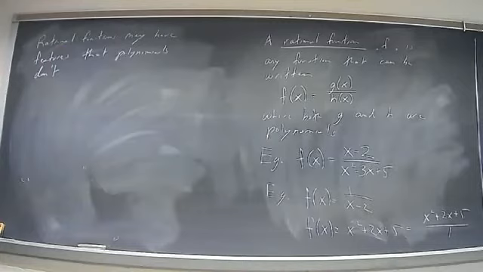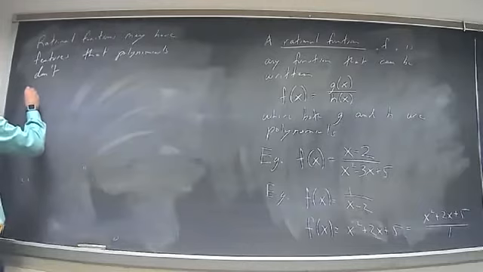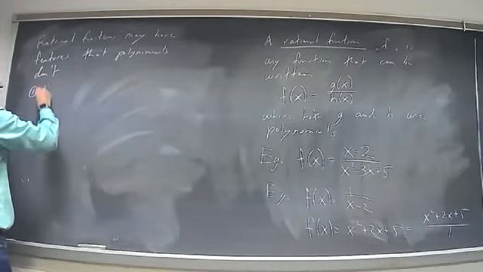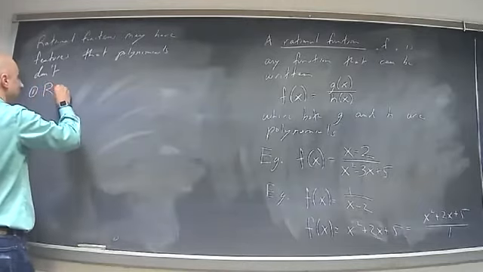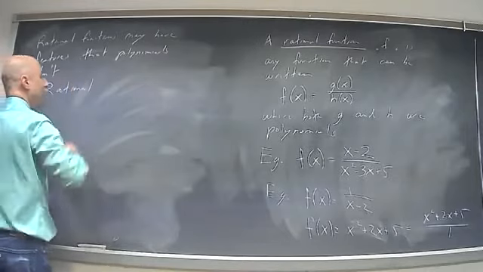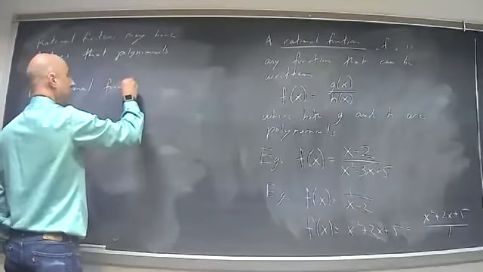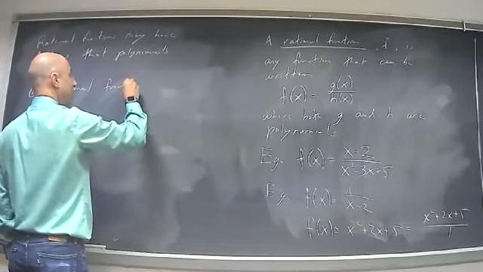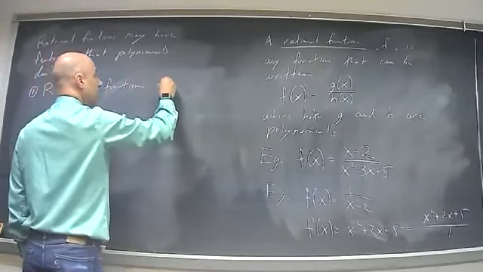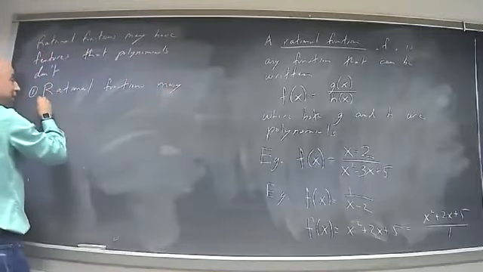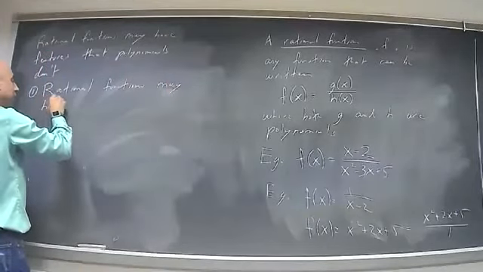Rational functions may have features that polynomials don't. For example, rational functions may have asymptotes. We'll talk more about asymptotes a little bit later in the course. We've already talked about them in pre-calculus. They don't necessarily have asymptotes, but they might.